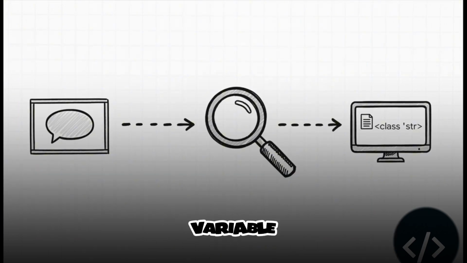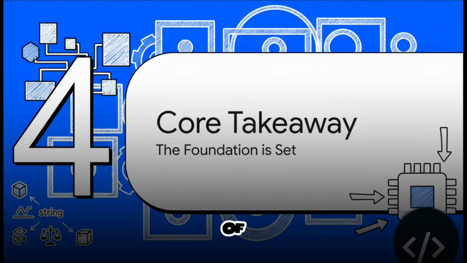And using it is super simple. If we make a variable and then ask Python, "Hey, what's the type of name?" it spits back class string. That's just Python's formal way of saying, "Yep, that's a string." This little function is an absolute lifesaver when you're trying to figure out why your code isn't behaving the way you expect.